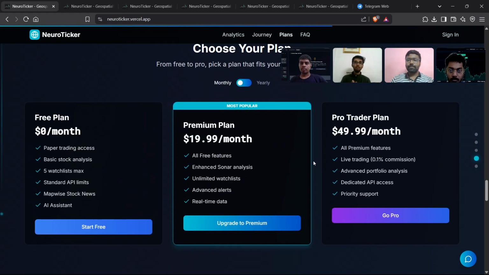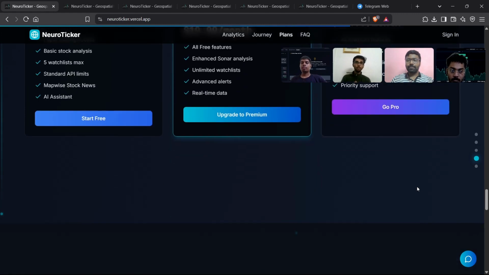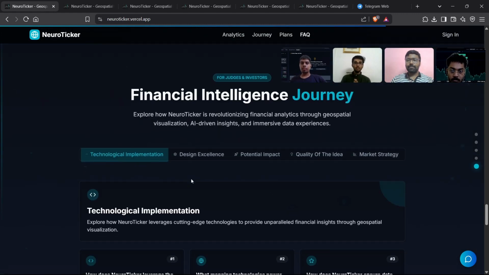And for monetization, we will have three plans: free plan, premium plan, and the pro trader plan. We will be introducing the algo trading and the live trading feature also.